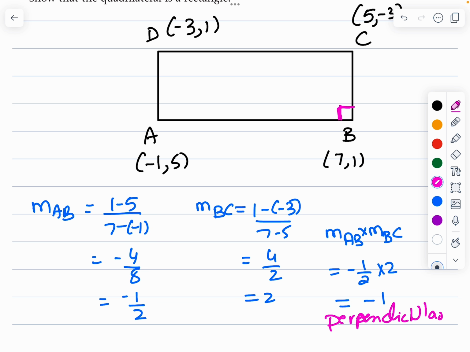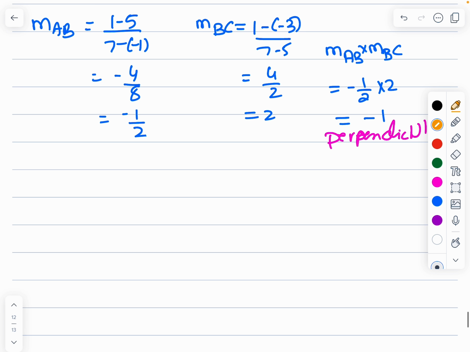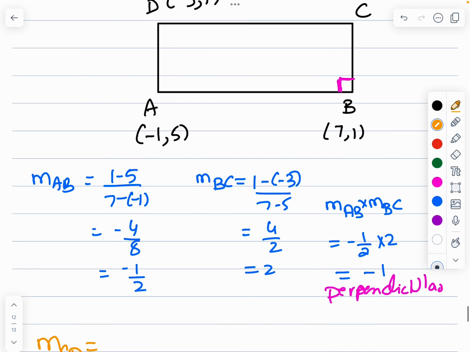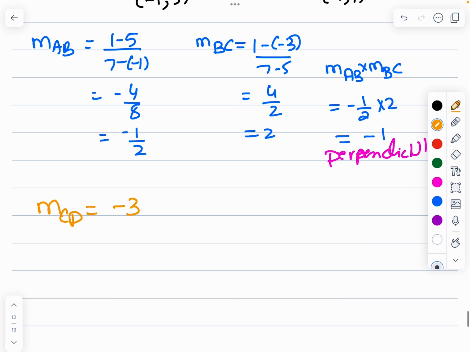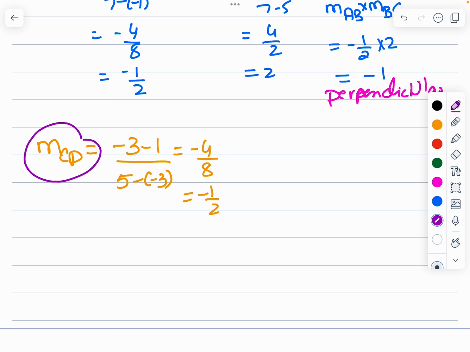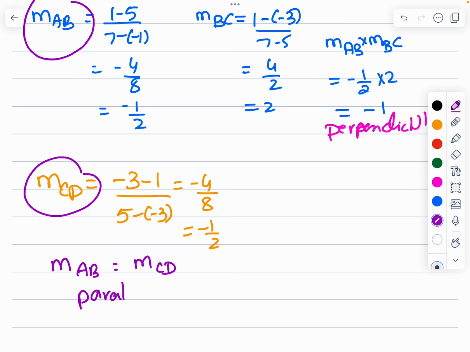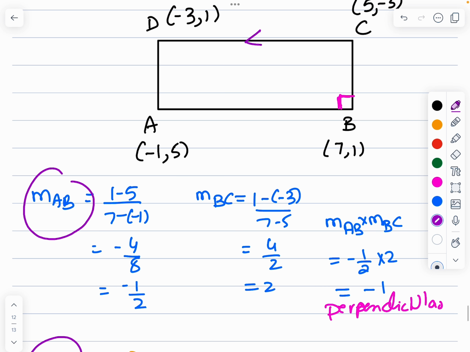These two are perpendicular. Then I'll be finding MCD, the gradient of CD. When I find the gradient of CD, minus 3 minus 1 upon 5 minus minus 3, which is negative 4 upon 8, which is negative 1 upon 2. We can clearly see that MCD and MAB are equal. The gradients of AB and CD are equal. So therefore they are parallel. So these two are parallel lines. These arrow marks indicate they are parallel. So this angle also has to be 90 degrees.